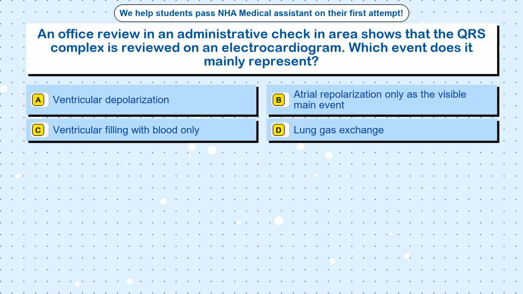Question 90. An office review in an administrative check-in area shows that the QRS complex is reviewed on an electrocardiogram. Which event does it mainly represent? Option A, ventricular depolarization. Option B, atrial repolarization only as the visible main event. Option C, ventricular filling with blood only. Option D, lung gas exchange.